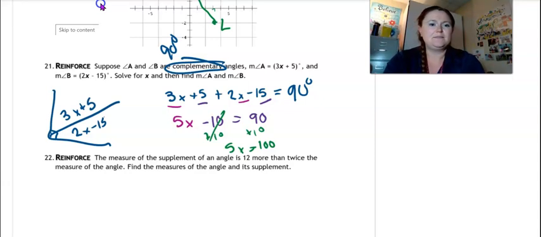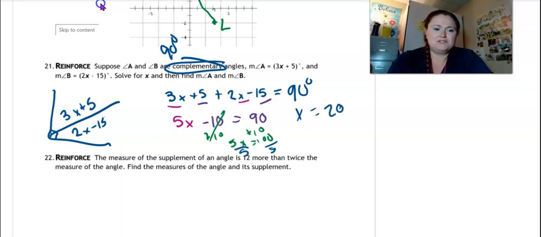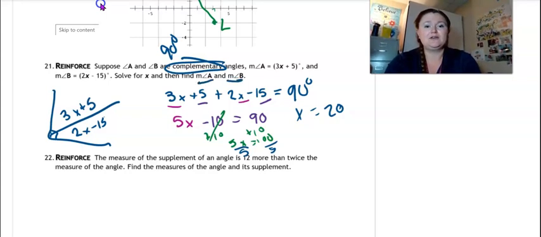So our last step, if you remember, is to divide by 5 on both sides. So x equals 100 divided by 5, so x is 20. Now, in Delta Math, you'd be done. The Delta Math questions just ask you to find x. Make sure you read the question, though, because here it says find angle A and angle B, the measures, which means I have to put 20 in for x for angle A and angle B.